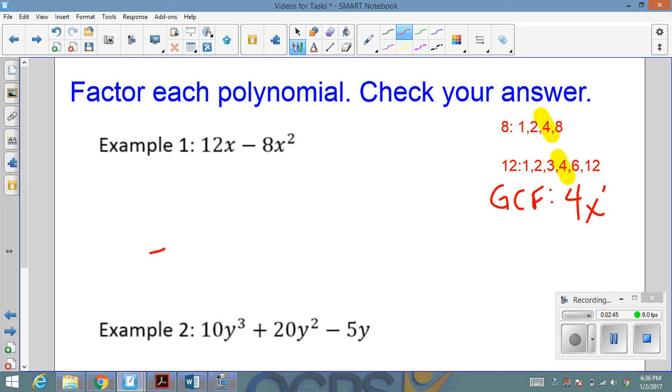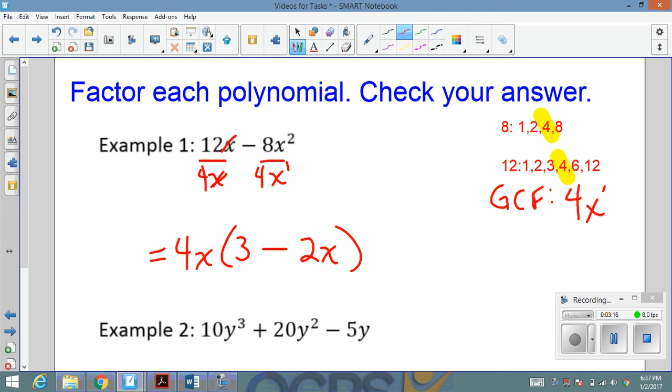Now my answer is going to end up being 4x times something. To figure out what the something is, I'm just simply going to divide each term by the 4x. So 12x divided by 4x. 12 divided by 4 is 3. x divided by x, they cancel out. Minus, I'm just bringing down the little subtraction sign. 8 divided by 4 is 2. And then x squared divided by x is x. Remember, when you divide with like bases, you subtract the exponents. 2 minus 1 is 1.